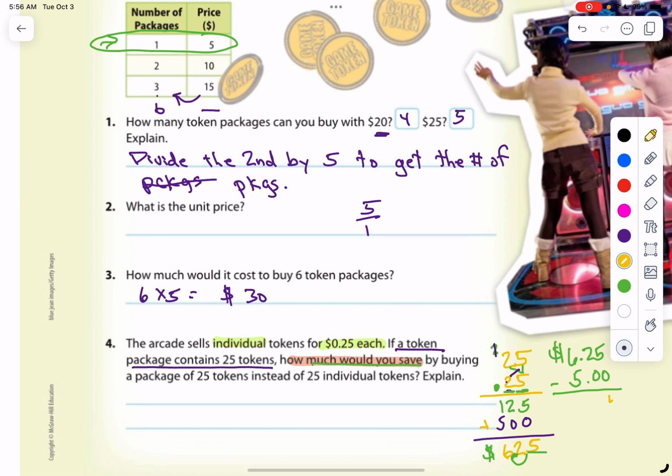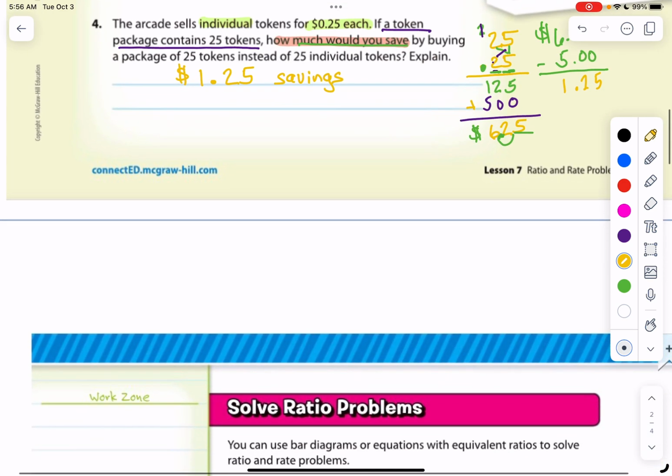5 take away 0 is 5. 2 take away 0 is 2. 6 take away 5 is 1. And our savings would be $1.25. Remembering our dollar sign because this is money. $1.25 savings. Oh, I'm buying the package, that's for sure. Let's move on.